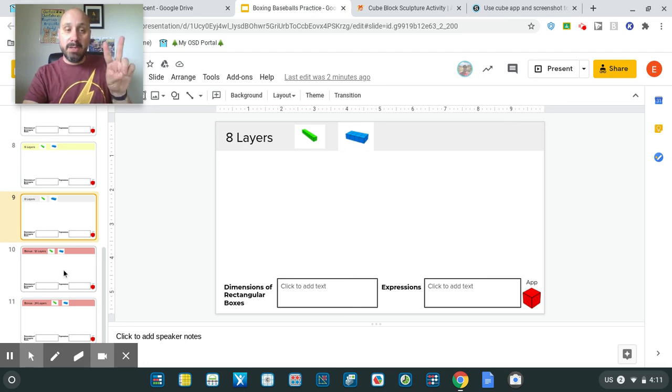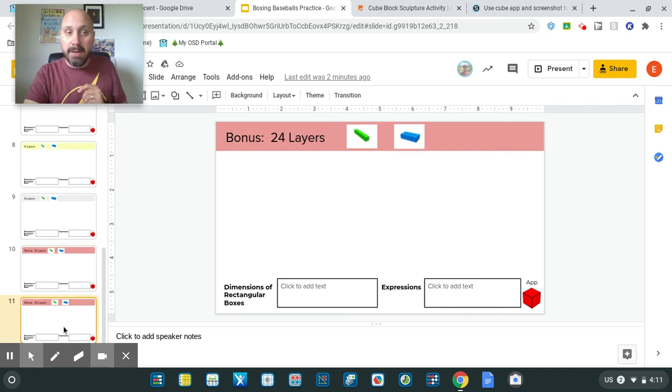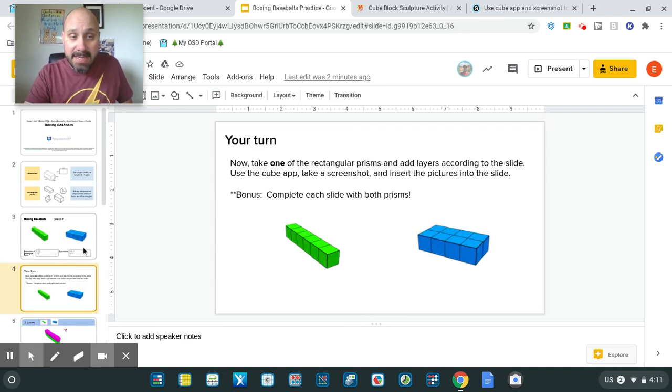And then you have 2 bonus slides. You don't have to do these. It's your choice. 12 layers and 24 layers. Oh my gosh, I have not done that. I haven't done 12 layers either, actually. So I don't think anybody can do that. But if you want to try, go for it. Okay, so that's this activity.